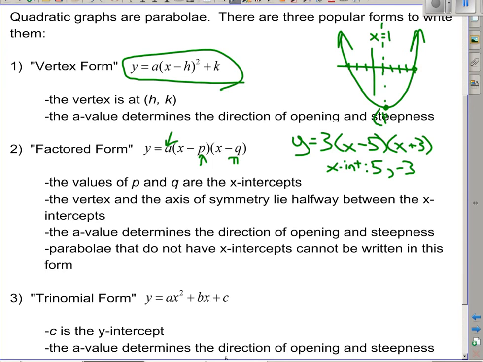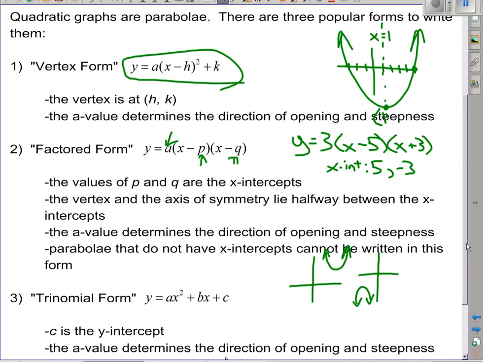Not all parabolas can be written in factored form because not all parabolas have x-intercepts. If you have one that opens upwards and has no x-intercepts, we call that positive definite. And one that opens downwards and has no x-intercepts would be negative definite. And then some parabolas only have one x-intercept, which means they've got their vertex right on the x-axis.